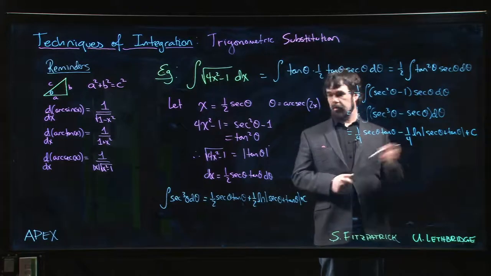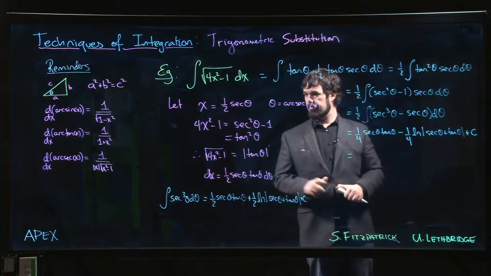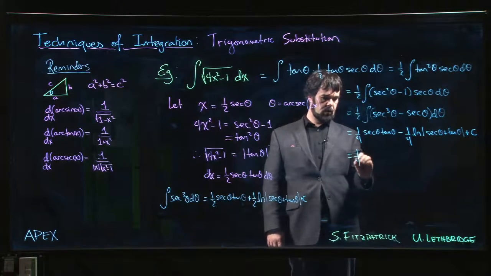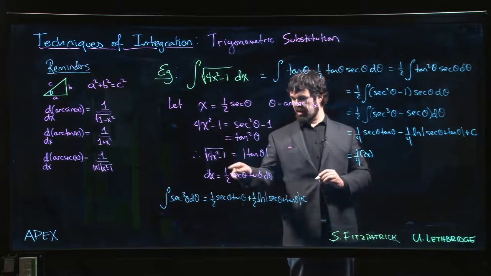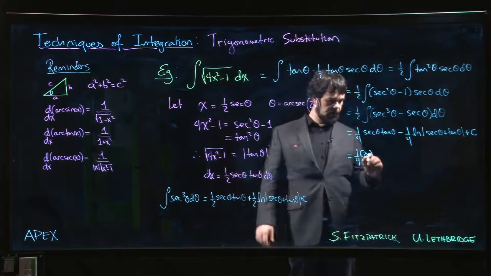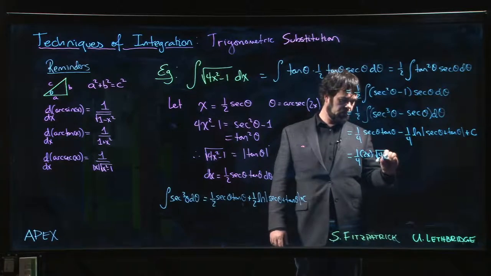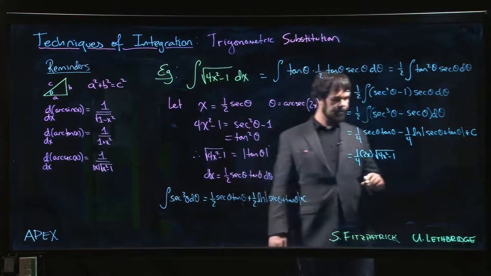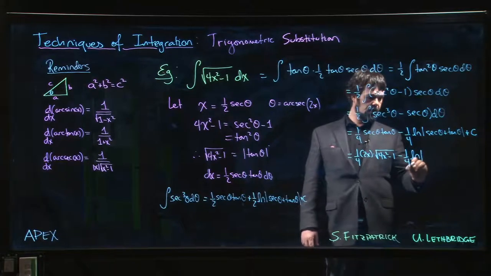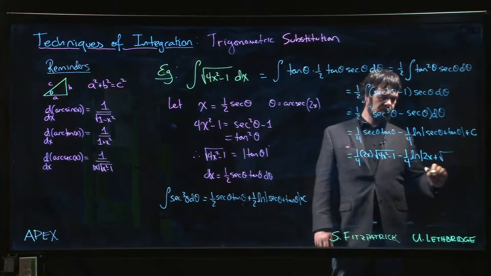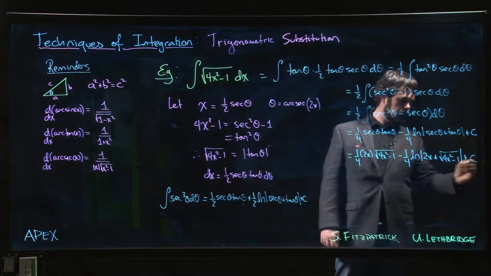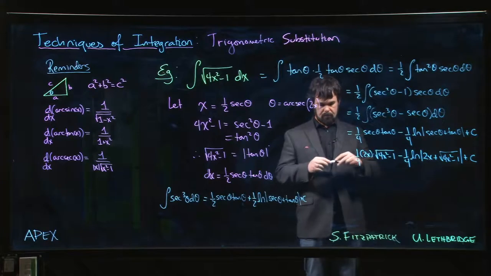All right, now we've got to substitute back. Secant theta is equal to 2x. So this becomes 1/4 times 2x. Tan theta, again, we agreed we're going to ignore that absolute value, right? Sure, why not? So this becomes square root of 4x squared minus 1, minus 1/4 times the natural log, absolute value, of 2x plus the square root of 4x squared minus 1, plus c. Okay. So we get an answer.